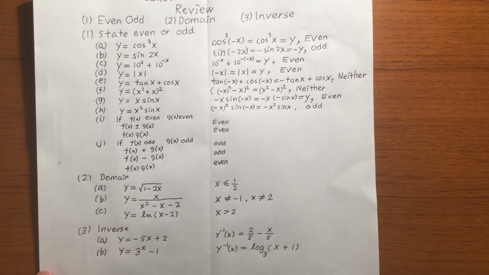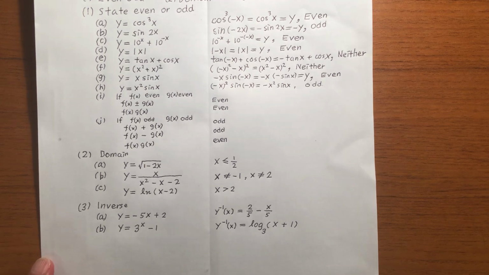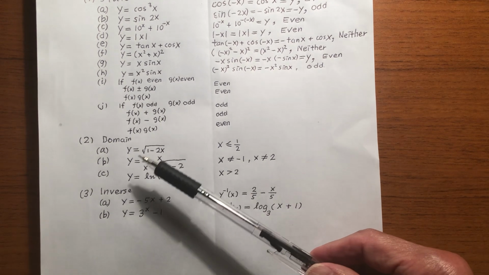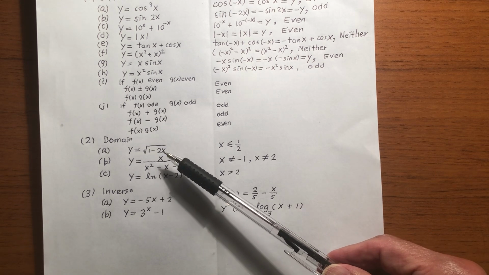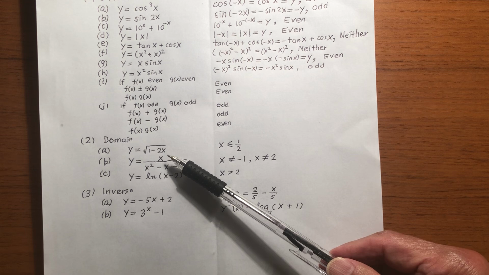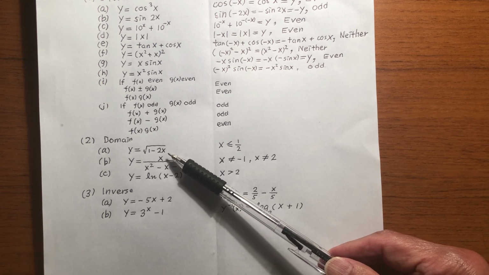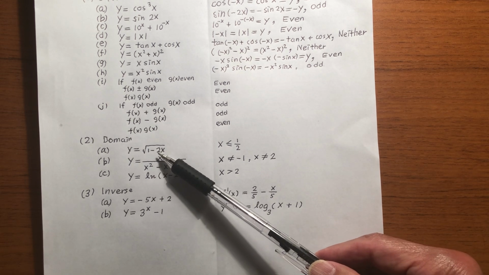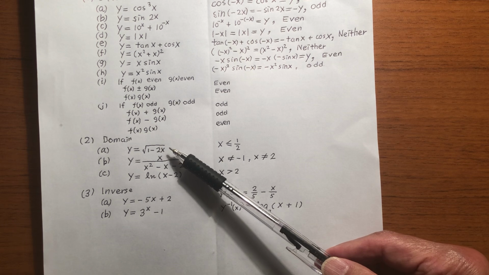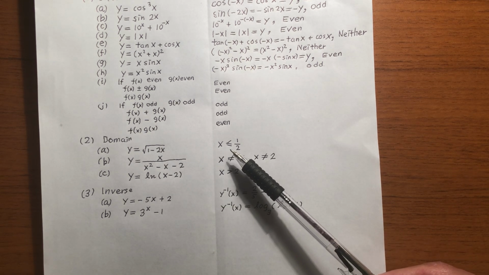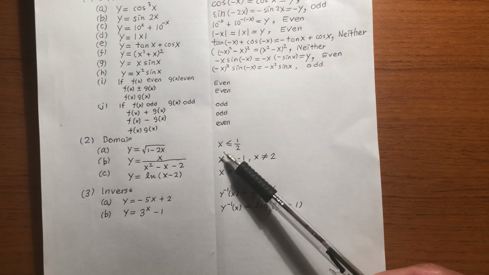The next group is to find the domain. For part A, it's a square root function. You know, if you have a square root function, the inside of the square root must not be negative. So based on this, the inside, 1 minus 2x, cannot be negative. So the result is x is less than or equal to 1/2. And this is the domain.